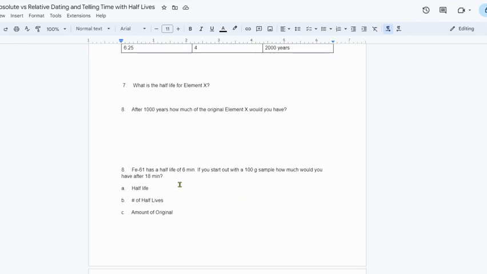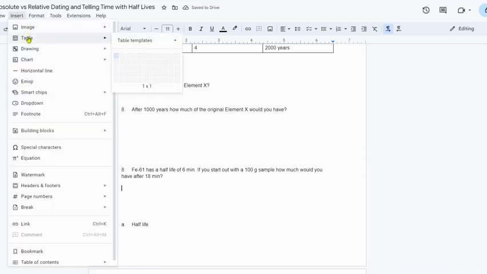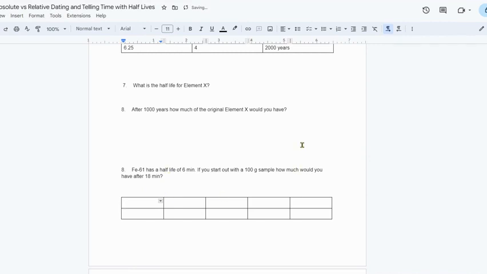Iron has a half life of 6 minutes. If you start out with a 100-gram sample, how much would you have after 18 minutes? So I'm just going to make a data table. Insert table, and let's go 5 by 2. So I start out with 100 grams. After one half life, I'm going to have 50 grams. Another half life, 25, 12 and a half, 6.25.